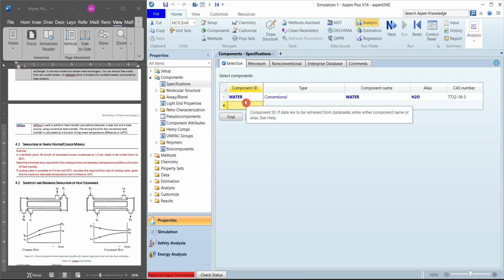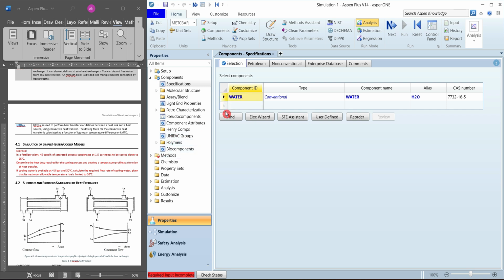Duty? Duty is the heat transfer rate. Yeah, it's a heat transfer rate. It's a common terminology for the heat exchanger. So we can have it in terms of kilowatts or joules per second, whatever units you use for the heat transfer flow rate.